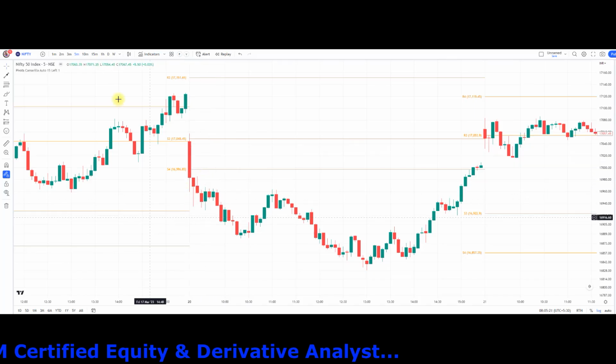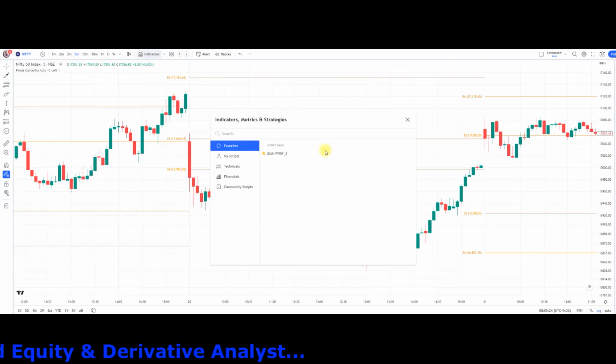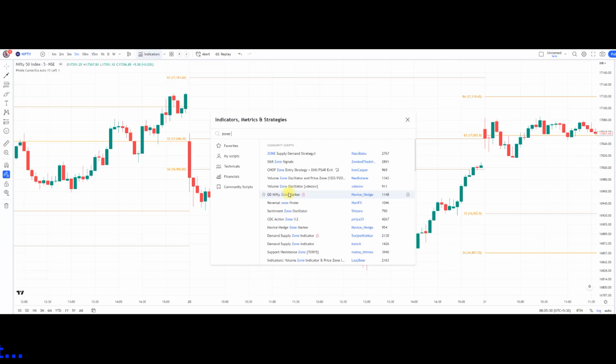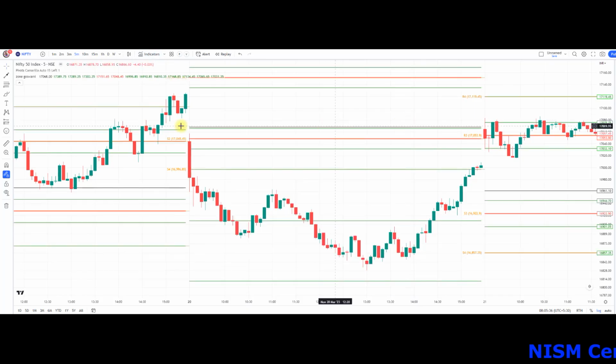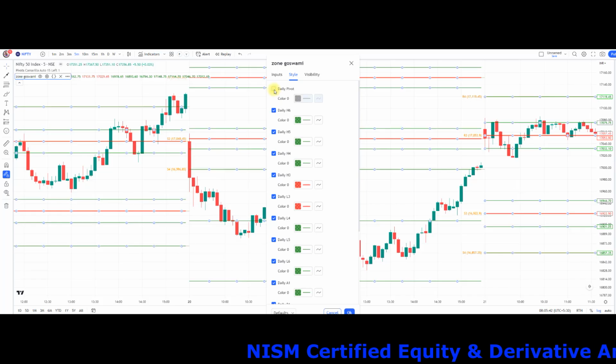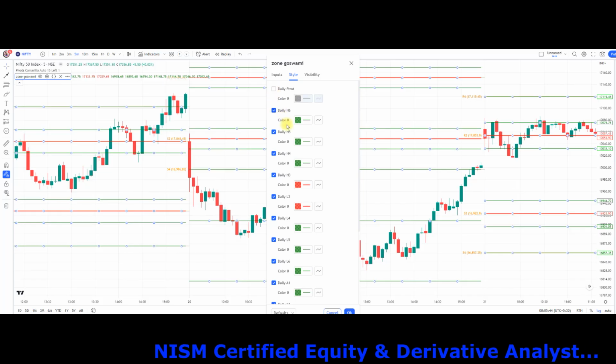In order to understand the target, go to indicators, and here we have to type zone. That is Zone Goswami, using advanced Camarilla. You have to click on this. Okay, so here go to the settings. Here we have to uncheck all the others except the H6 and H5.